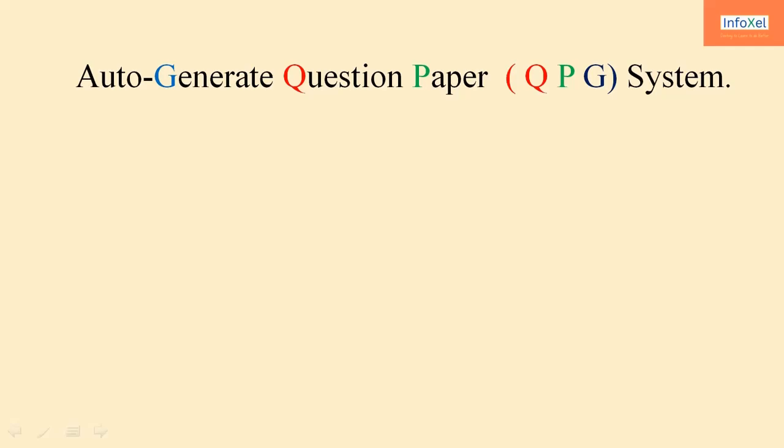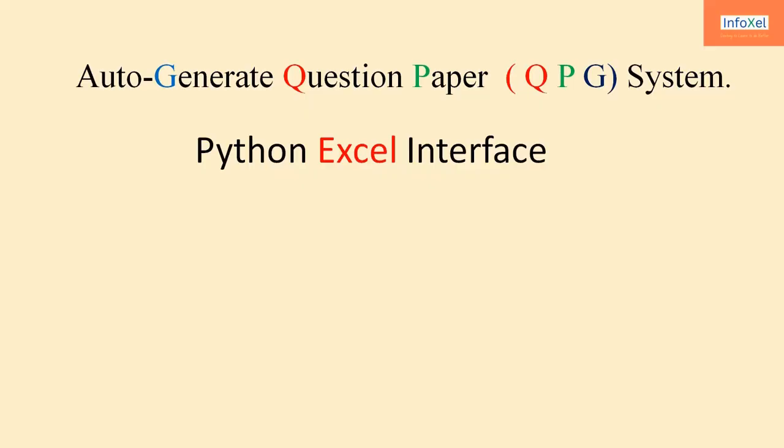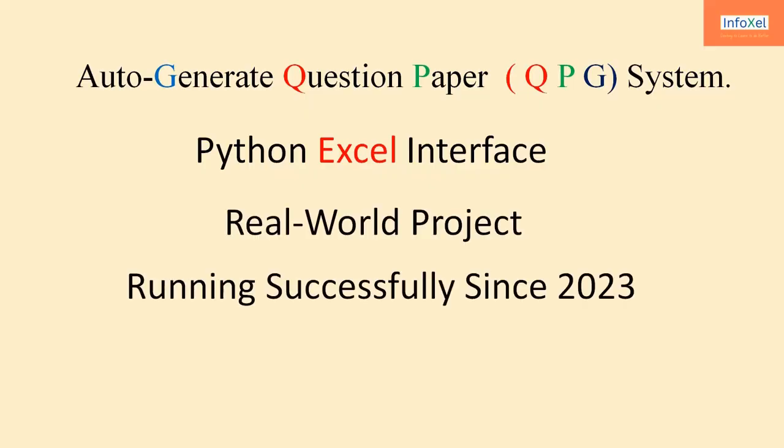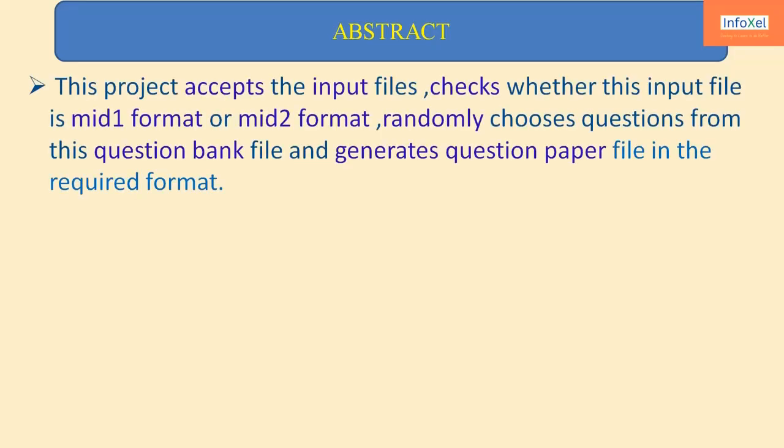Hello viewers, we will see the auto-generate question paper QPG system with the Python Excel interface, a real-world project now running successfully since 2023. This video is on quick demo. Abstract. This project accepts the input files, checks whether this input file is mid1 format or mid2 format, randomly chooses questions from this question bank file and generates question paper file in the required format.